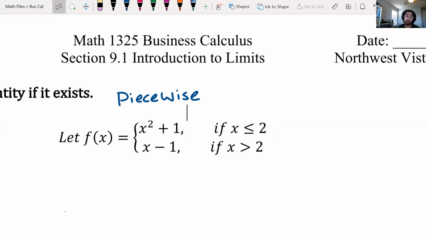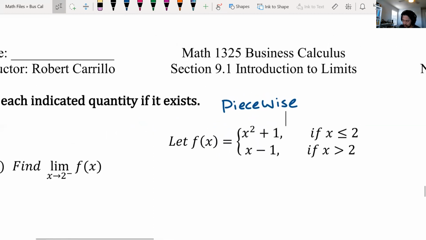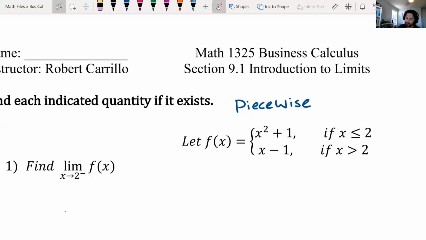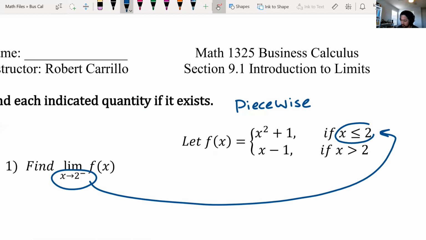So you have to understand the definition of what a left-hand limit and what a right-hand limit is. If we look at the first question, it says, find the limit as x approaches 2 from the left of f of x. Remember, whenever you approach a number from the left, are the numbers smaller than 2 or greater than 2? Smaller than 2. Great, which means this limit will connect to this restriction, because this restriction says that all your x values are smaller than 2, right?